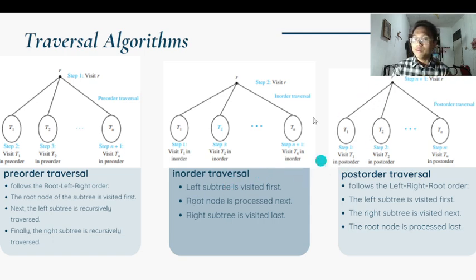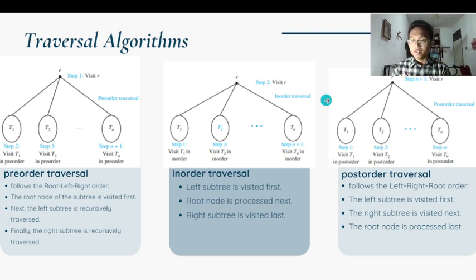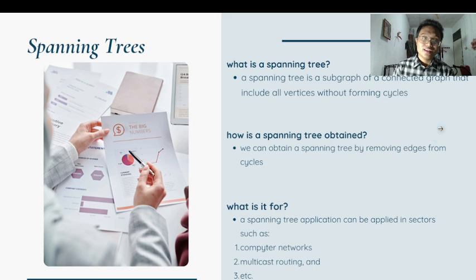Okay, then we will have the post-order traversal in the last one. Post-order traversal follows the left-right-root order. In this one line, it also explains everything. First, it visits the left subtree, and then the right subtree, and then the root will be visited last. And okay, the next section is spanning tree.